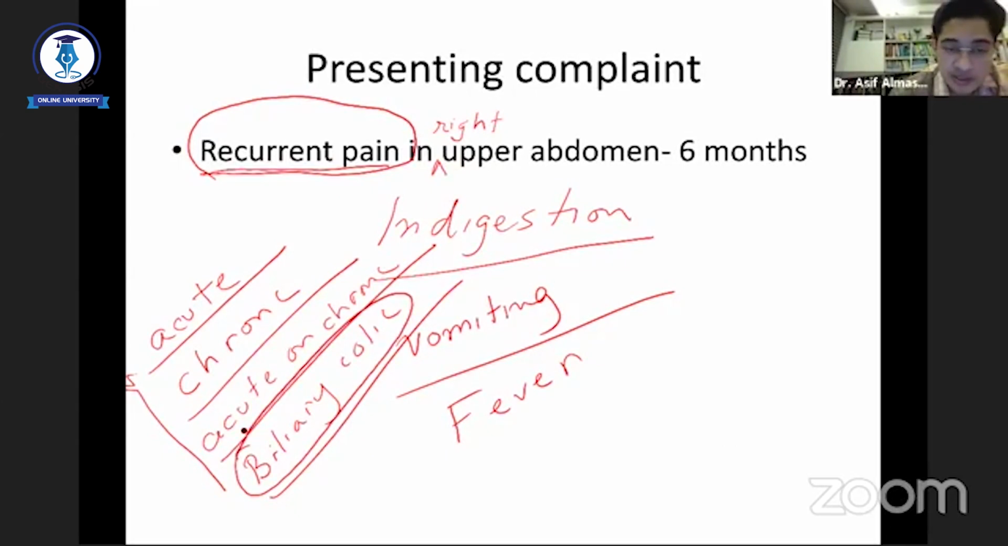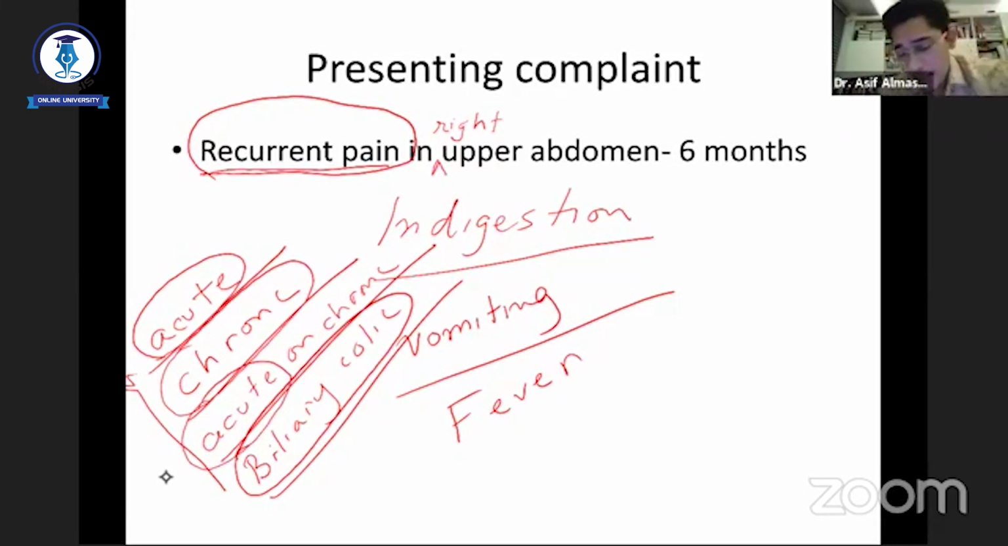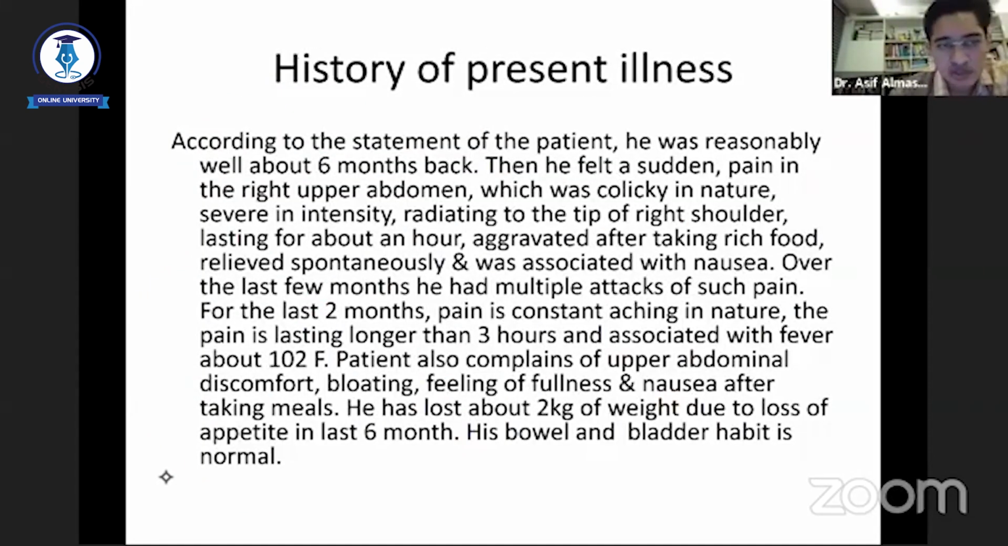After a few attacks, the patient has acute cholecystitis. And the patient takes some medications, maybe some antibiotics, maybe some analgesics. And later the disease is converted into chronic cholecystitis. And there may be some acute exacerbations as a result of acute and chronic cholecystitis, right? So features would be similar, but there are some clinical features or symptoms by which you can differentiate them from each other. So you can start your history of presenting illness like this.